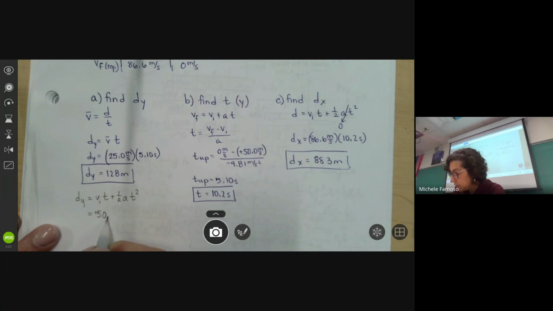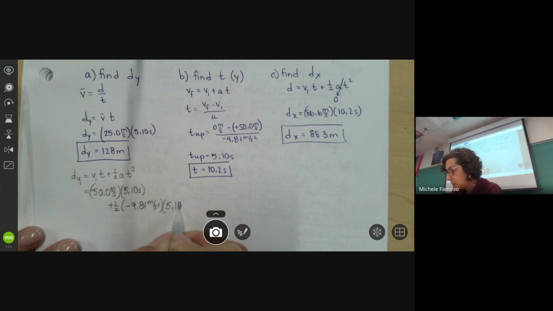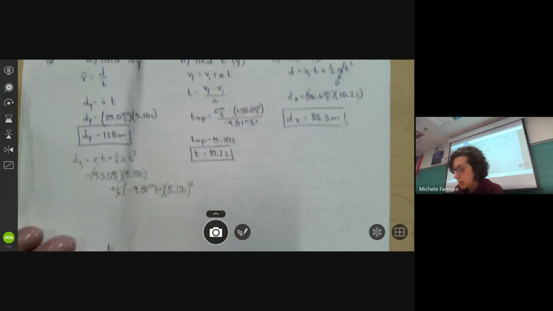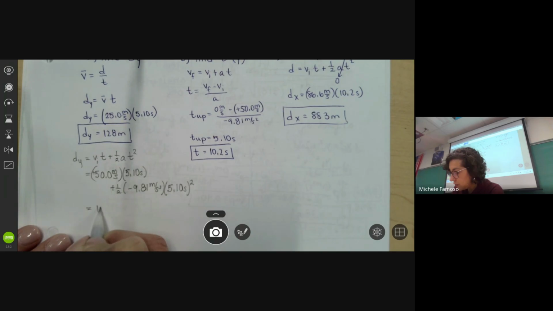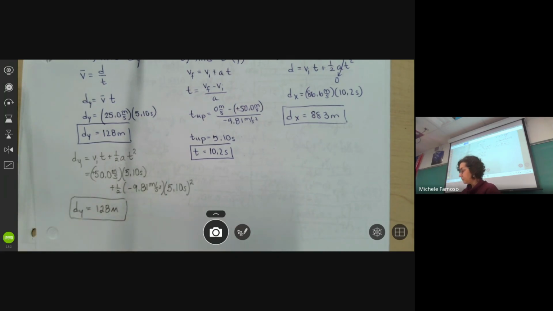You could have also done it using D is VIT plus 1/2 AT squared, which would have given you the positive 50.0 meters per second times the time going up, which we said was just 5.10 seconds, plus 1/2 of negative 9.81 meter per second squared times the 5.10 seconds. And you would square that. And if you work that out, you should have gotten the same answer of 128 meters for the vertical height.